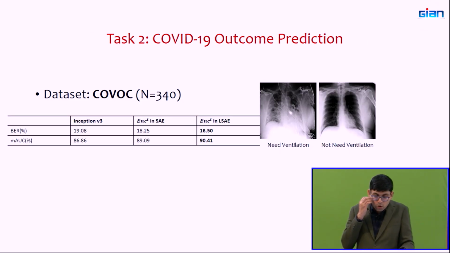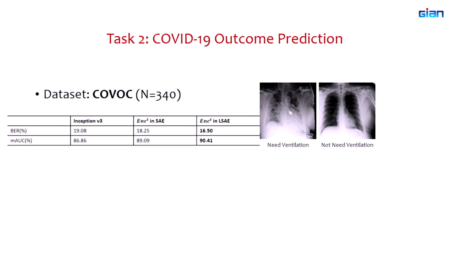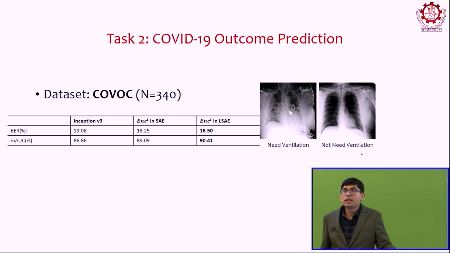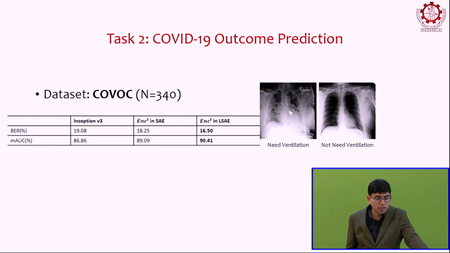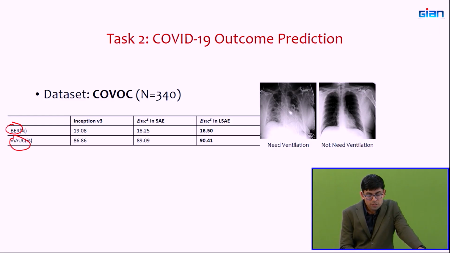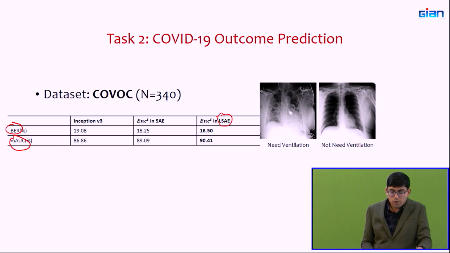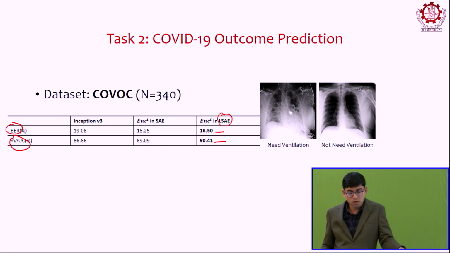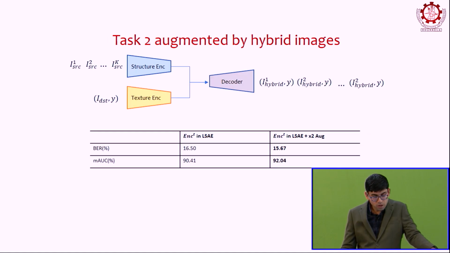Coming to outcome prediction, we had another task where we wanted to predict if a patient will need mechanical ventilation or will not need mechanical ventilation. And so, we have the balanced error rate and the AUC. We found that with just our encoder, LSAE, the lung swapping autoencoder, our balanced error rate was much lower, and we had a pretty high AUC compared to the Inception V3 framework.